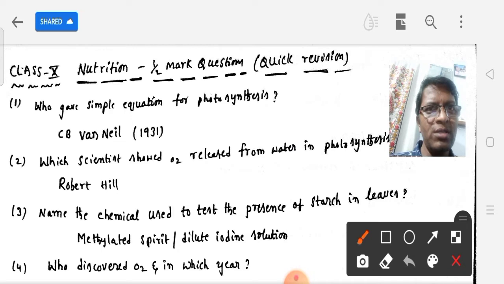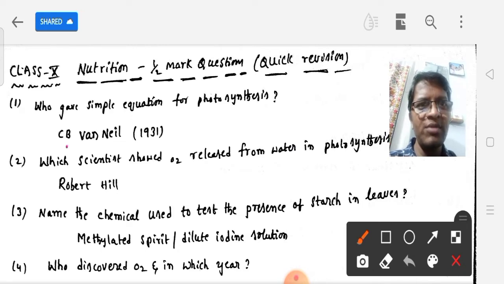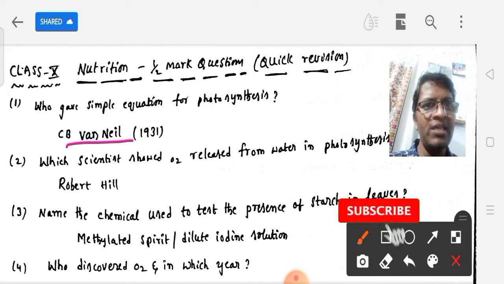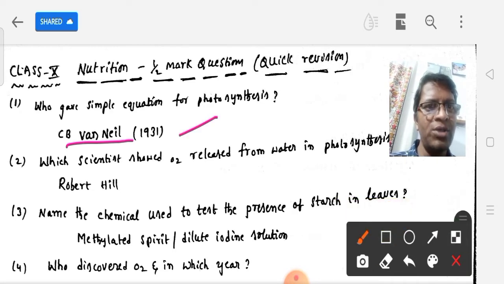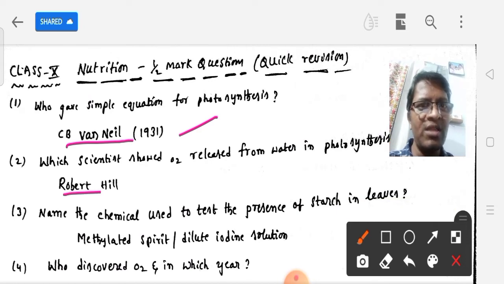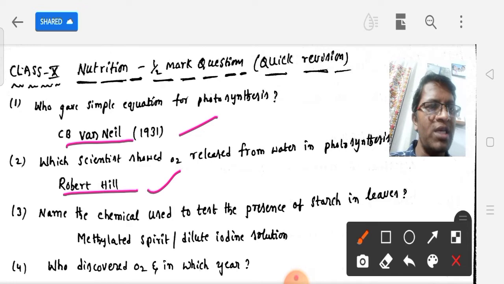The first question is, who gave the simple equation for photosynthesis? The scientist name is C.B. Van Niel in the year 1931. The second bit is, which scientist showed oxygen is released from water in the process of photosynthesis? The scientist name is Robert Hill.